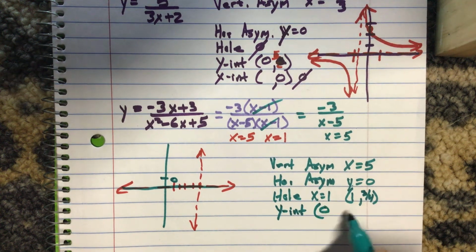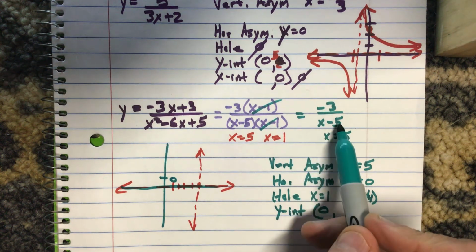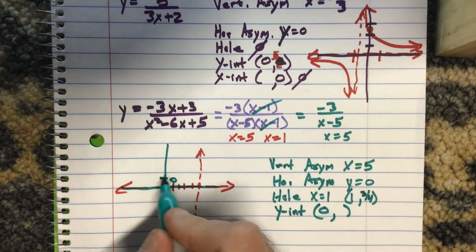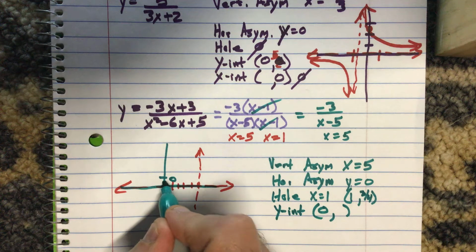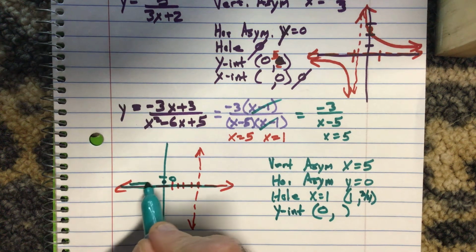Then we look for the y-intercept. Y-intercept occurs when x equals 0. So just make x equals 0 here, and you get 3/5. So at (0, 3/5), which is about here, you have a y-intercept. So this graph is going like this.